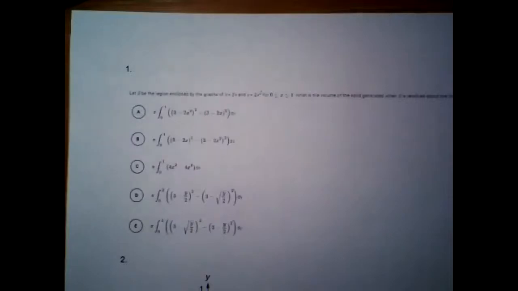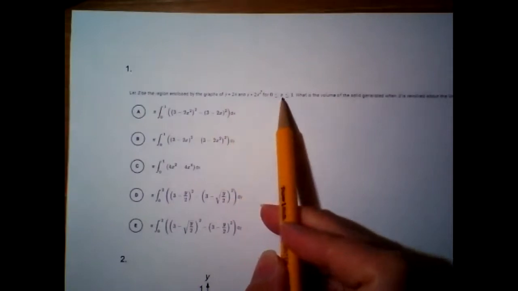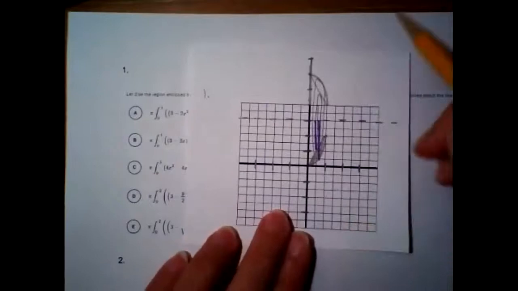All right, so this first one, we aren't going to need to work out or type in the calculator. All these choices are just the setup, so we'll just need to set it up. So S is the region bounded by these graphs. We've got y equals 2x and y equals 2x squared for 0 to 1. Again, I drew these ahead of time so that this wouldn't take us forever going over these.